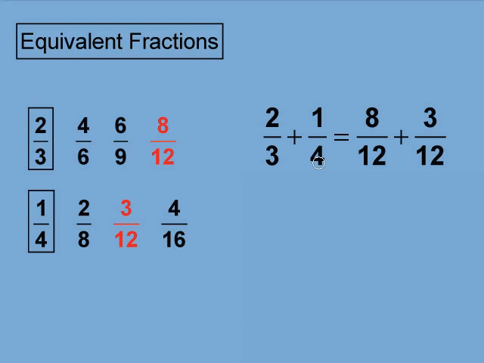Now we can rewrite the original addition statement into one with 2 fractions with the same denominator. The result is 11/12, the combined measures of milk and oil.